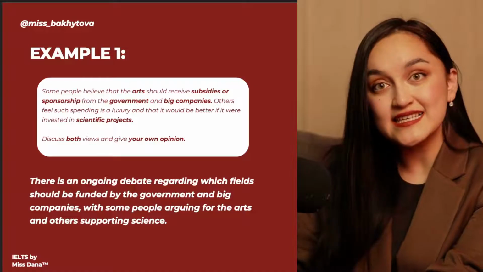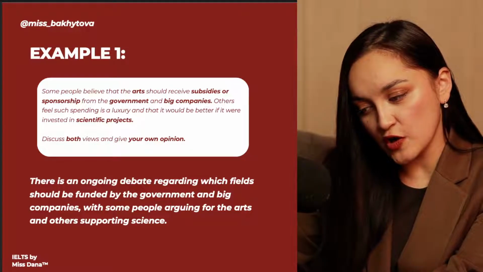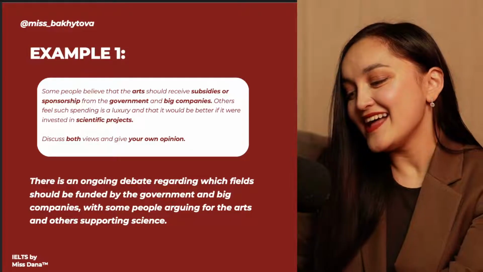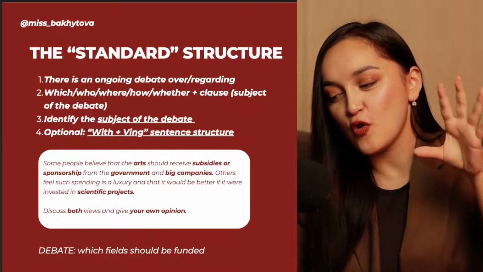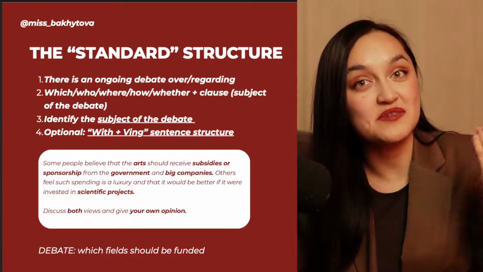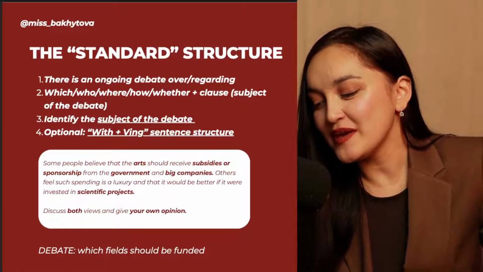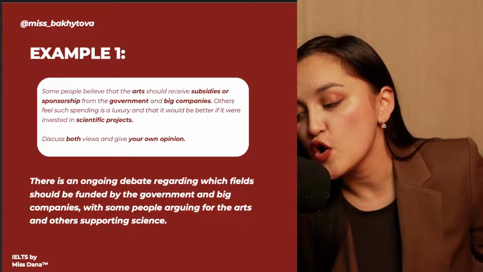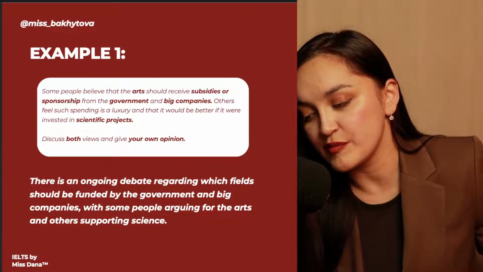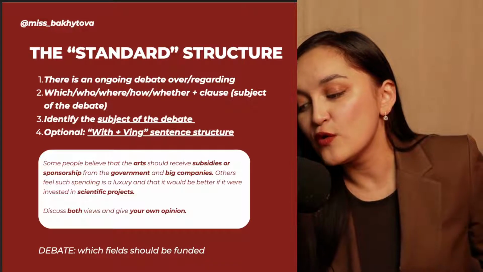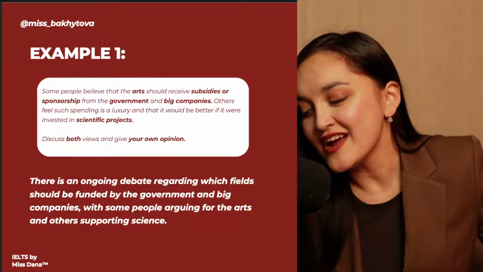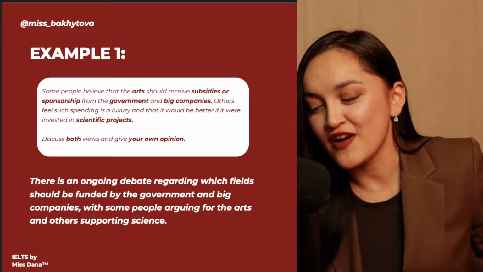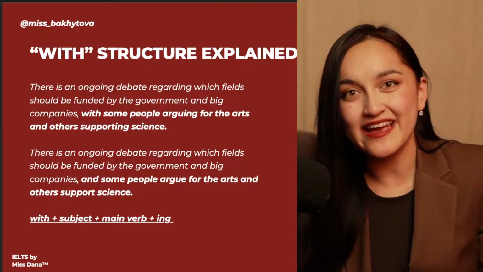So, this is an example. You start with there is an ongoing debate regarding, and then you put, if you remember, which, who, where, how, whether, depending on the topic, as I said. So the debate here is which fields should be funded. So I put which fields should be funded, and then by the government and big companies. And then I told you with plus verb ing sentence structure, with some people arguing for the arts and others supporting science. Let me explain this, okay?